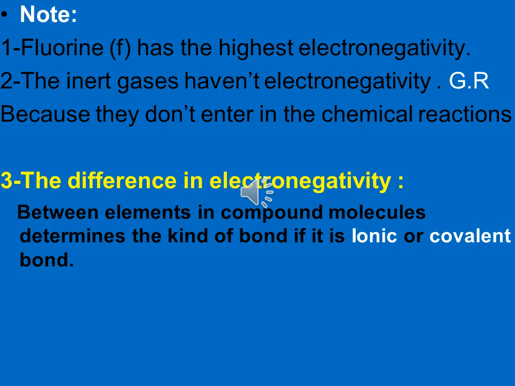Fluorine has the highest electronegativity. Why? Because fluorine has the smallest atomic size. We said there is an indirect relation between electronegativity and atomic size. So, because fluorine has the smallest atomic size, that's why it has the highest electronegativity.